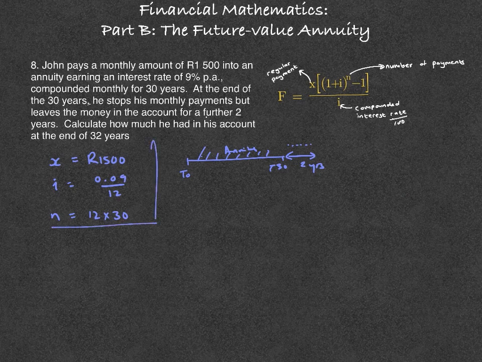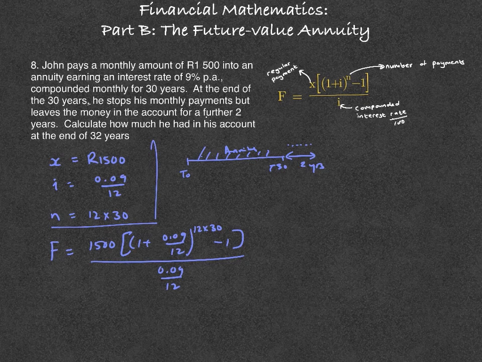So F is equal to 1,500 rand, that's the regular payment, times (1 plus 0.09 over 12) to the power of 12 times 30, and then minus 1, over i, 0.09 over 12. And that is equal to that amount, but you can do this all at once. I think it's sometimes easier to do that all at once. So that's the annuity part that we just worked out.